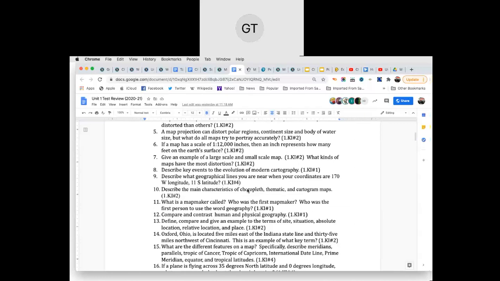10, describe the main characteristics of choropleth, thematic, and cartogram maps. Keep in mind, a choropleth map is just looking at a gradient scale of units, and it usually goes from a light color to dark color. So it tells us the distribution of units of whatever topic you're looking at, much as you created for population or temperature on your last South America map.